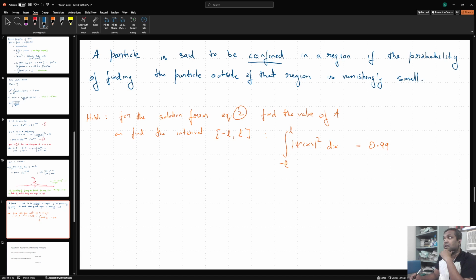Another thing, a few words about confinement. Why I'm talking about confinement is, so, confinement in quantum mechanics.